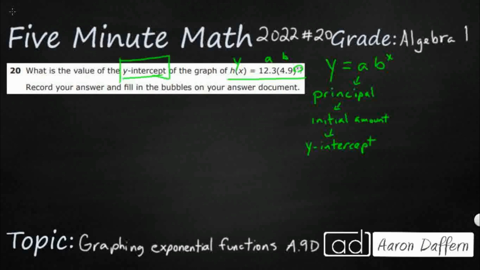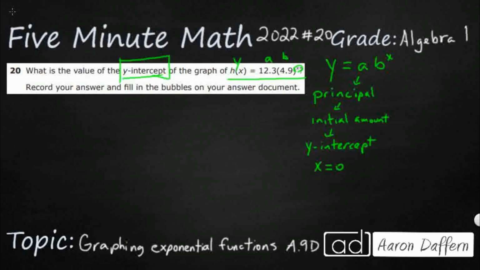Now, how do we know that the a is the y-intercept? Well, mathematically, it's really simple to prove. The y-intercept is where your function crosses the y-axis, right, when x equals 0, because the y-axis is just a vertical line that represents x equaling 0.